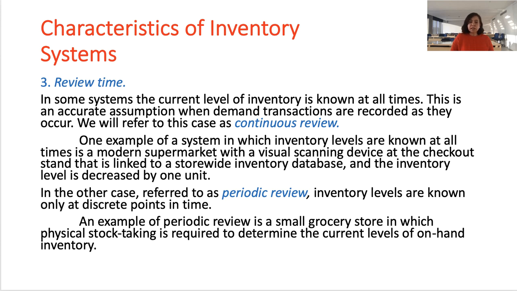In the other case, I mean in the periodic review, inventory levels are known only at discrete points in time. Think about a classical small grocery store. In such a store, there may not be a barcode system. And maybe in the evening, the owner of the grocery store may check the inventory and determine the current level of on-hand inventory.